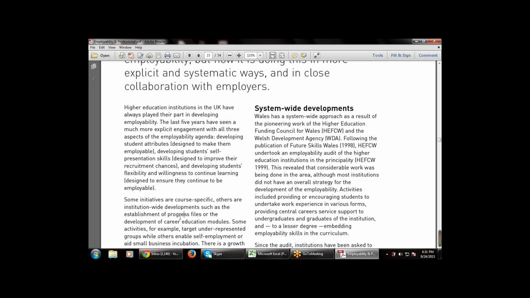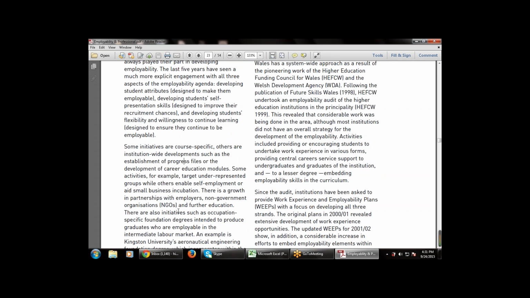Some activities, for example, target under-represented groups, while others enable self-employment, such as computer-aided small business collaboration and incubation. There is also growth in partnership with employers, along with NGOs, the non-government organizations, and further education parties.